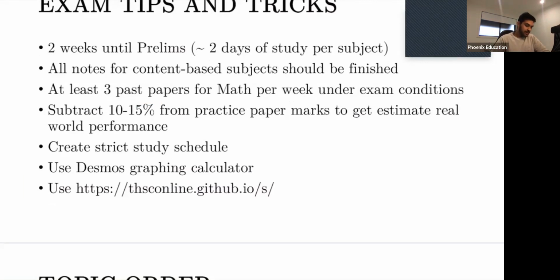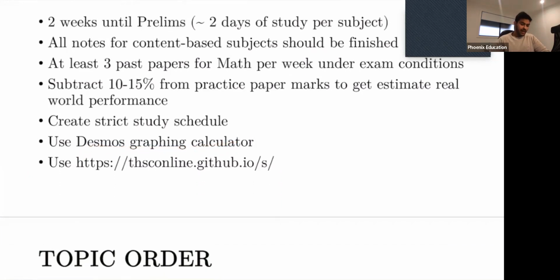Okay, the last 2 things, if you don't already know: Desmos is a great graphing calculator. So if you are not sure about how the graphing transformations work, or how sine graphs look, or how various different graphs look, this is a great tool to play with, and it's something that will really help you to understand graphing. The last thing is this website, and there's others as well, they have past papers.